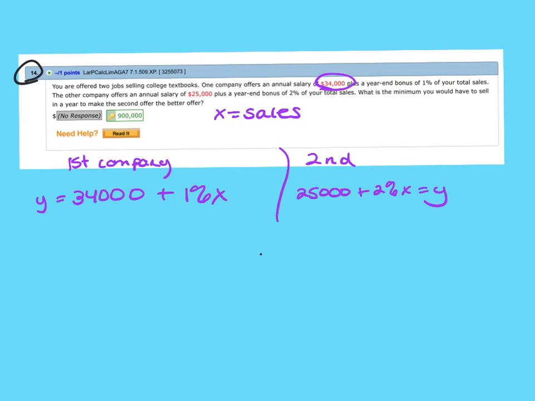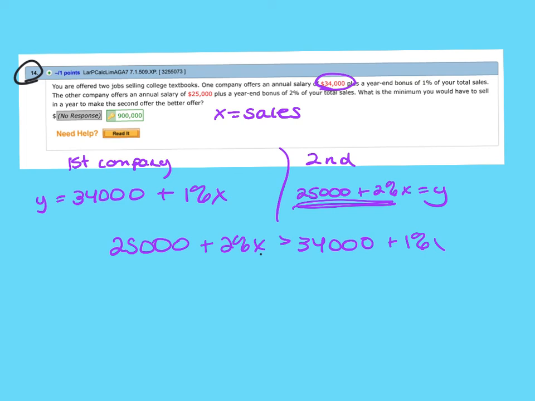And I want to know what's the minimum you'd have to sell in a year to make the second offer the better one. So I want the 25,000 plus 2% x to be greater than or equal to, actually I want it to be greater than, because I want it to be the better offer. But really all you have to do is find the break even here. So I have to find the midpoint, which is just setting them equal to each other. And that would be 25.